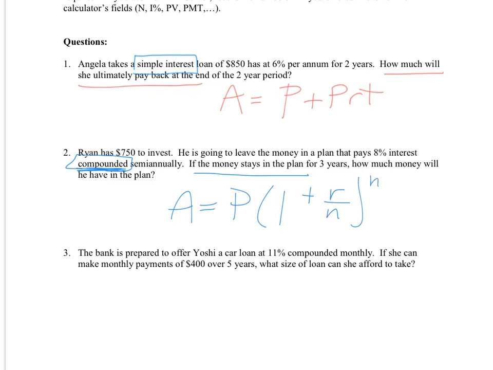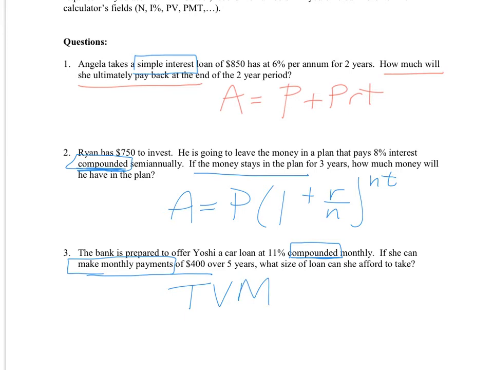Okay? Looking at number 3, the bank is prepared to offer Yoshi a car loan at 11% compounded. So again, we know we're not using simple interest. If she can make monthly payments of $400 over 5 years. So the key here is monthly payments, there's a regular payment being made, so we're going to be using the TVM solver.